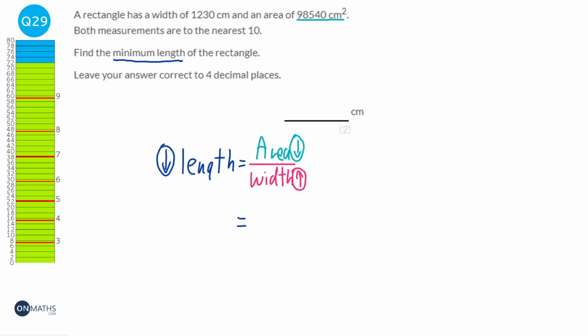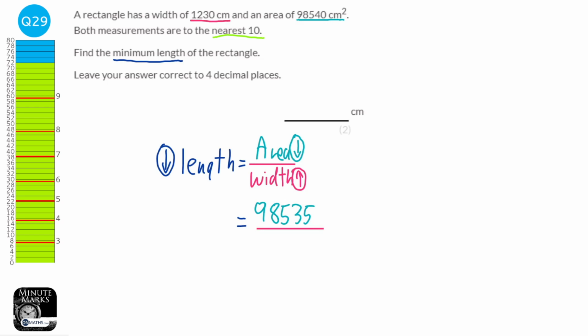So we're going to find the lower bound of the area. And an easy way to find a lower bound is to find the accuracy. Well, it says the accuracy is to the nearest 10. And what we're going to do is halve that. So half of 10 is 5. And then we're going to take it away from the area. So it's 98,540, take away 5, which will be 98,535.